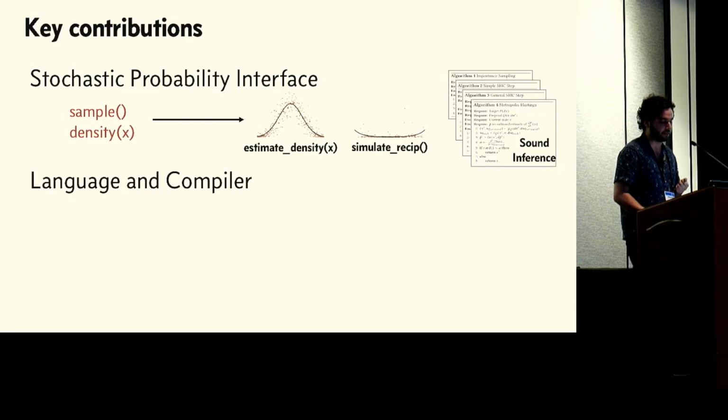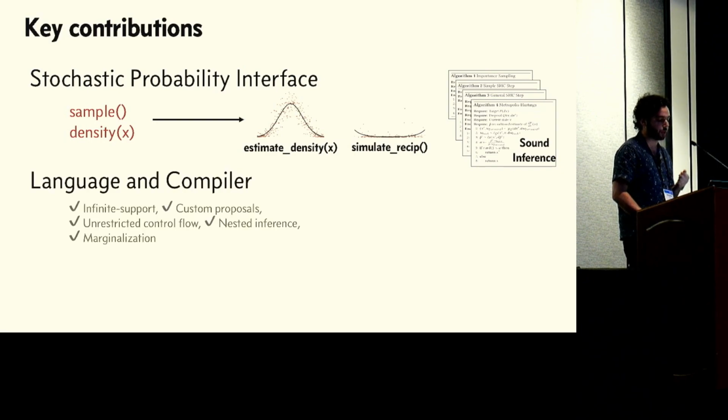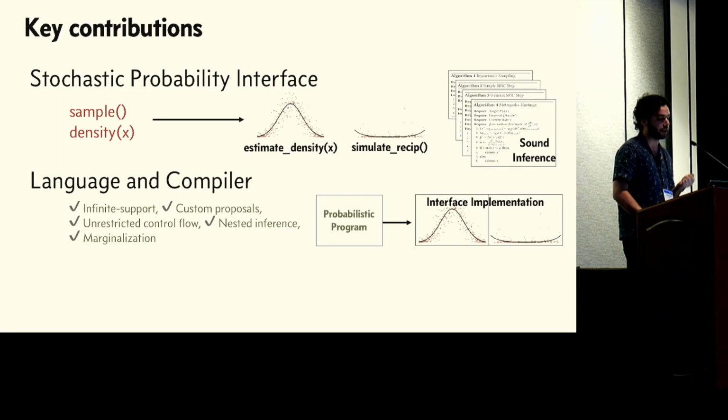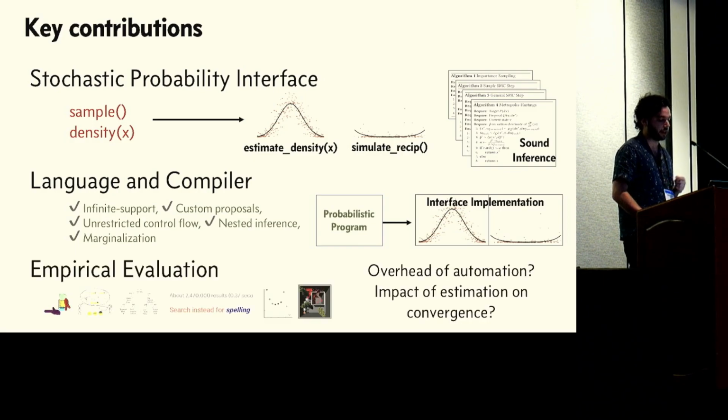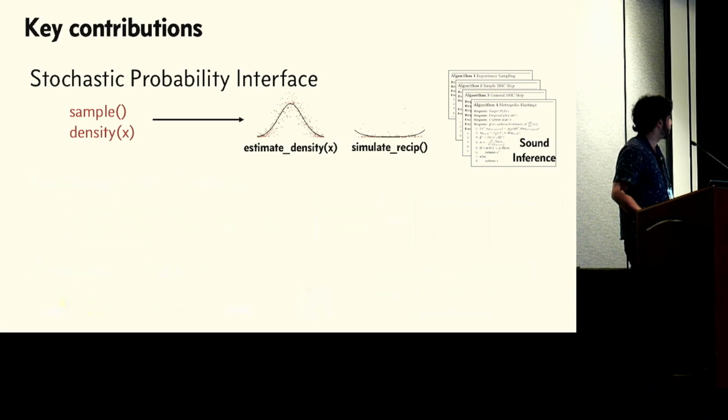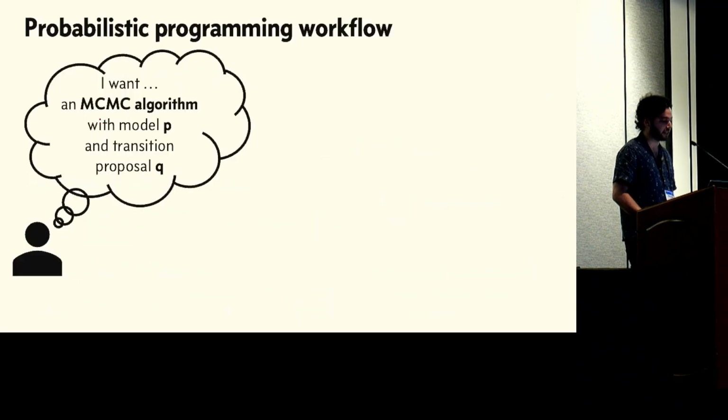And that lets us build a compiler that takes in source programs in a very expressive modeling language and automates the implementation of the stochastic probability interface for the user's programs. Finally, we perform an empirical evaluation based on 6 case studies from the modeling and inference literature. So let me start by talking about this stochastic probability interface.